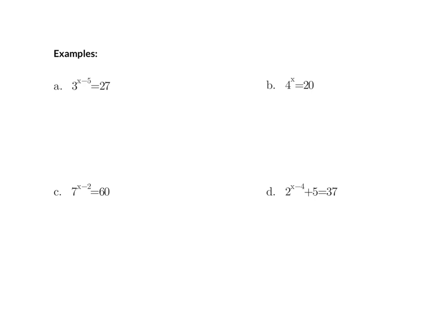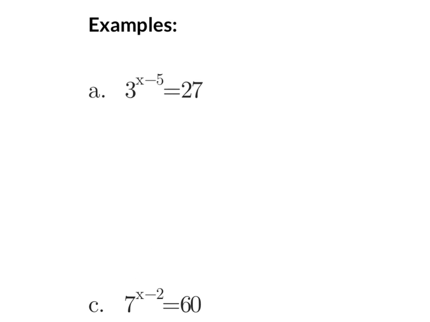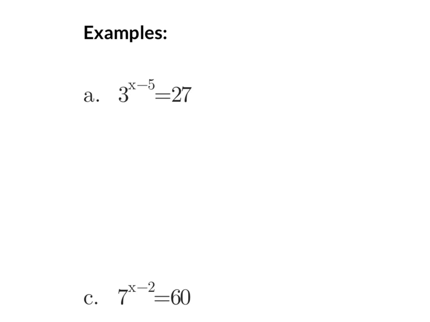So if we look at example A, we have 3 raised to the x minus 5 equals 27. And the first thing that I want to do is analyze this and see, can I write the left and right side with the same base? And it turns out that yes, I can. 27 is 3 to the third power. So my first step is going to be rewriting 27 as 3 cubed.